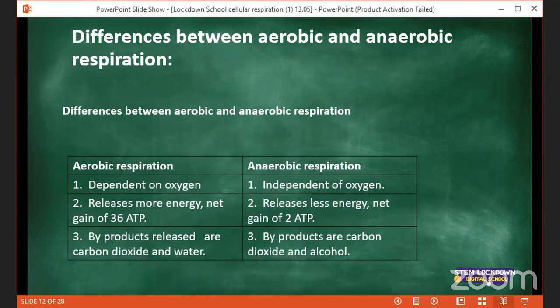The byproducts released in aerobic respiration are carbon dioxide and water. And then in anaerobic respiration, the byproducts are carbon dioxide and alcohol, right? So you can also add lactic acid in animal cells, right? Are we all following?